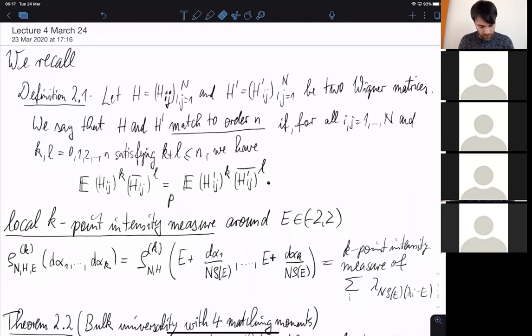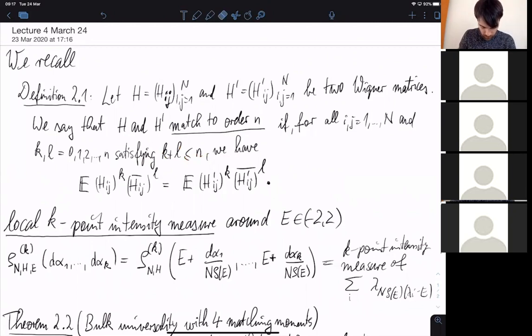What I defined last time is what it means that two Wigner matrices H and H prime match to order n. H and H prime are Wigner matrices, as we introduced them last semester. We say that H and H prime match to order n if for all i and j, so for all entries, and all k and l which run from 0 up to n, such that the sum of k and l is smaller than n, we have the following condition on the moments.